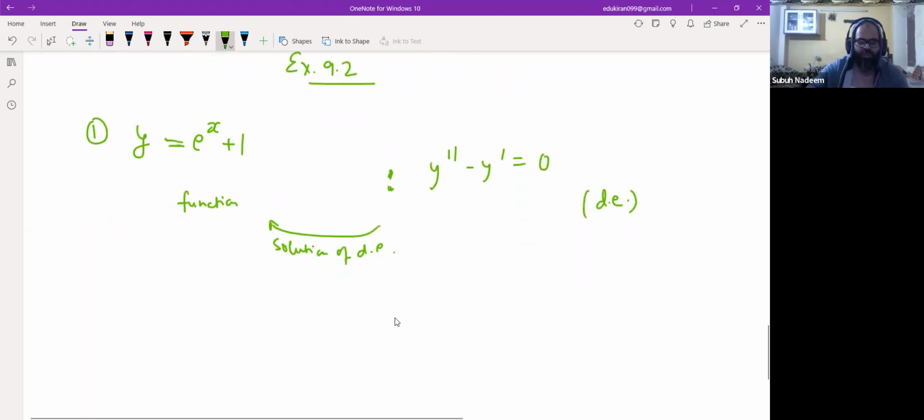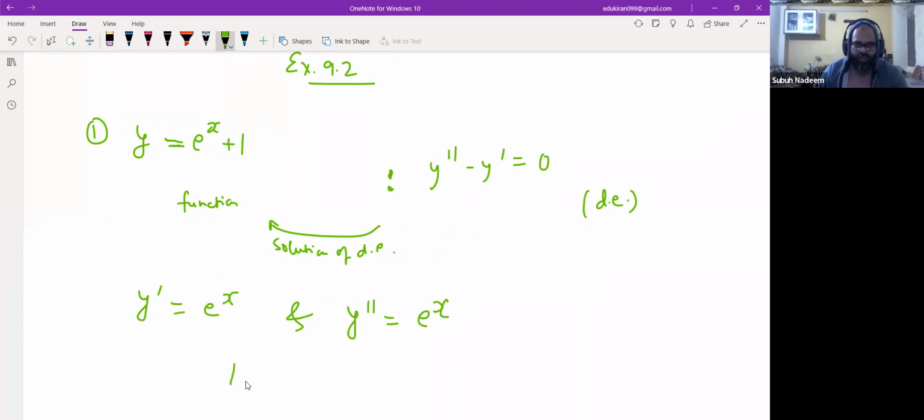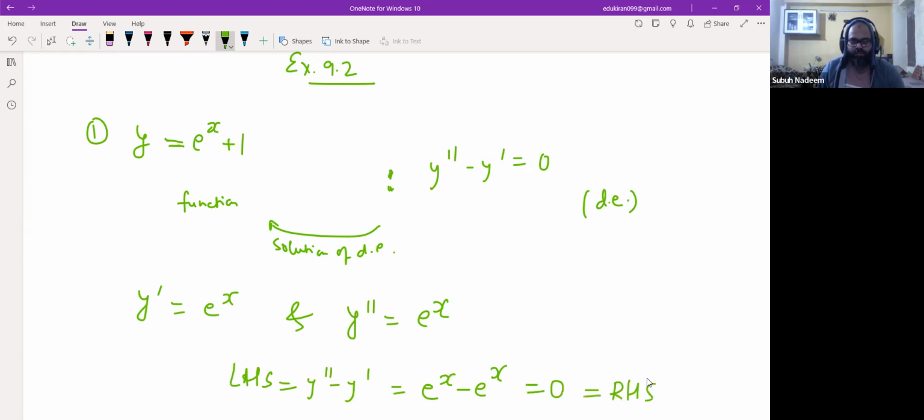Simply, first we find y dash, that is the derivative e to the power x, and y double dash is again differentiated. And when we see that the left hand side, y double dash minus y dash, will be e to the power x minus e to the power x, which is 0, equal to the right hand side. So basically, this is the solution of the differential equation, which we can verify. We don't have to do much here.